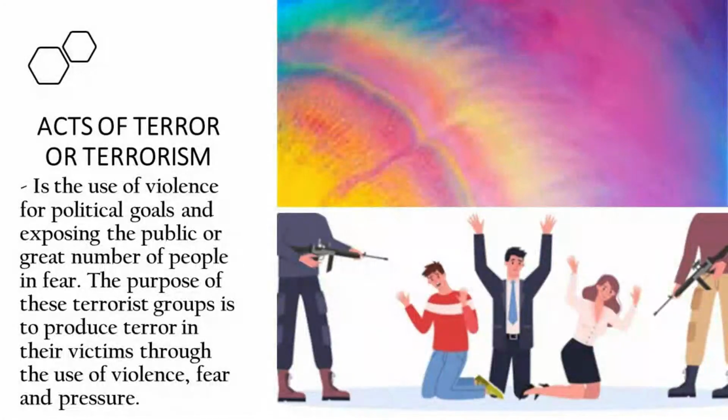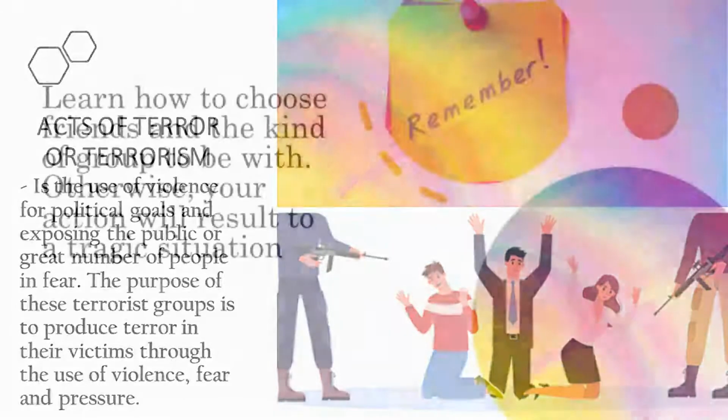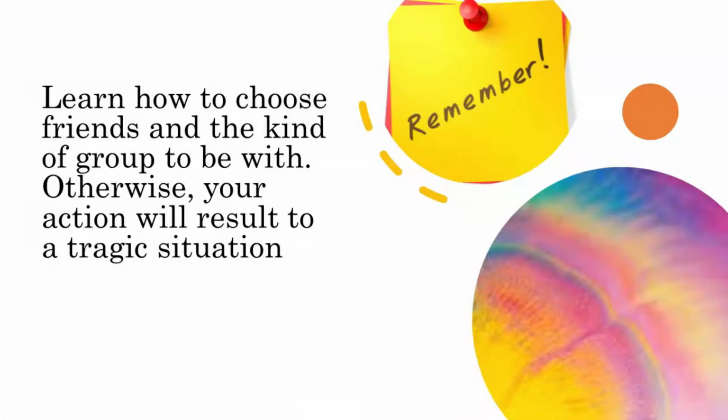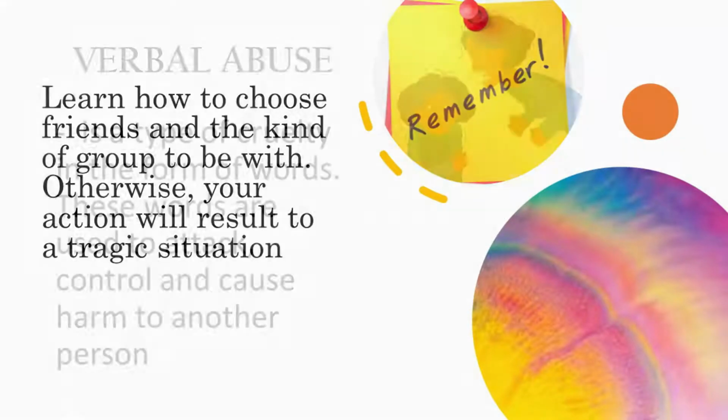Acts of terror or terrorism. It is the use of violence for political goals or exposing the public or a great number of people to fear. The purpose of these terrorist groups is to produce terror in their victims through the use of violence, fear, and pressure. Now remember, learn how to choose friends and the kind of group to be with. Otherwise, your action will result in a tragic situation.